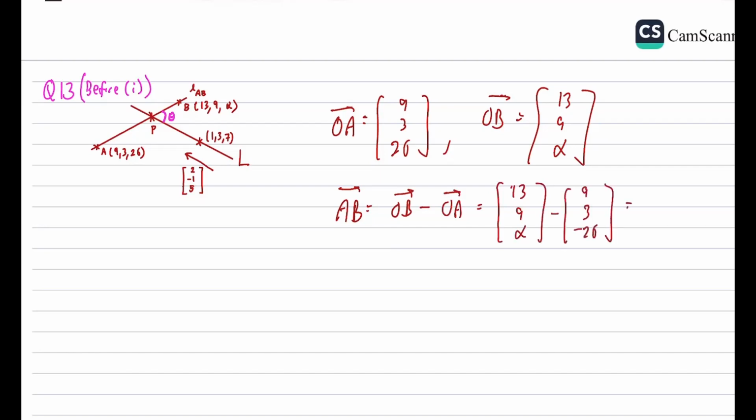Subtract 13 minus 9, you get a 4. 9 minus 3, you get a 6. Alpha minus 26 become plus 26. Is this correct? Yeah. Wrong. I copy wrongly. Here is a positive 26. I wrote down negative. Sorry. Should just be alpha minus 26. Sorry, I was careless. Okay, so you got (4, 6, alpha minus 26) as your vector AB.